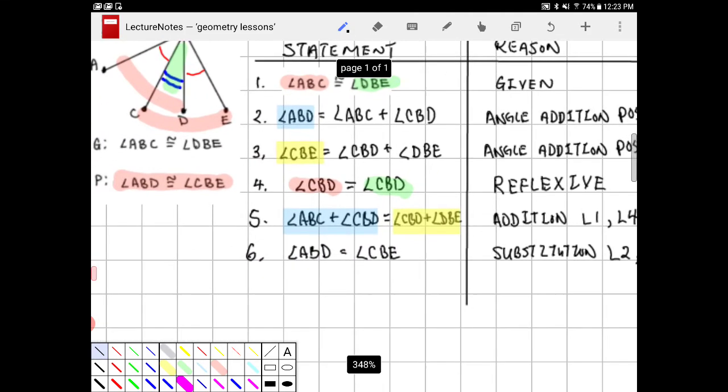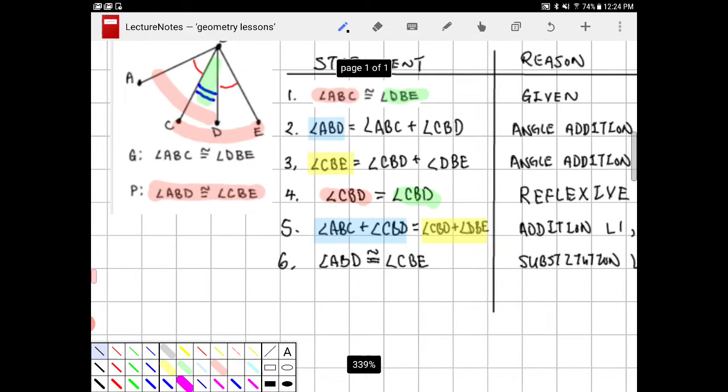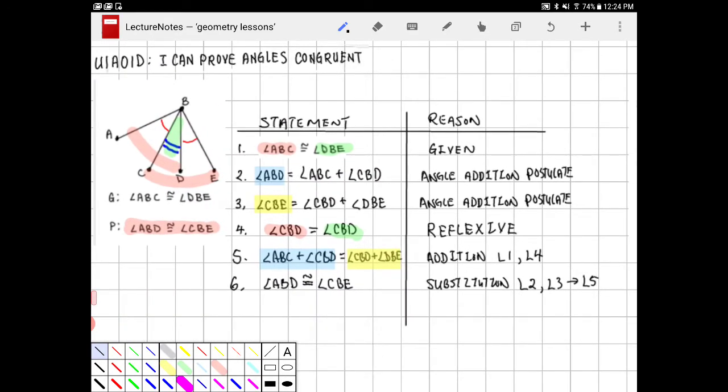And remember, there is a subtle difference between equality and congruence. But again, for all our purposes, we're going to treat equality and congruence the same. So we're going to say that they're congruent rather than equal. All right, so that's the proof right there. That angle ABD is going to be congruent to CBE.